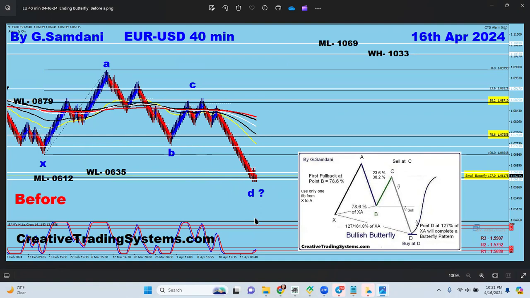So the move is to the downside, and since we have this at the end of the move, right around this area, which is a very strong area. This is the Gartley, butterfly ending here, Gartley ending here. 0635 is right there, and 0612 is right there. And we are just sitting on that number. So very good chance that we're going to bounce from here.